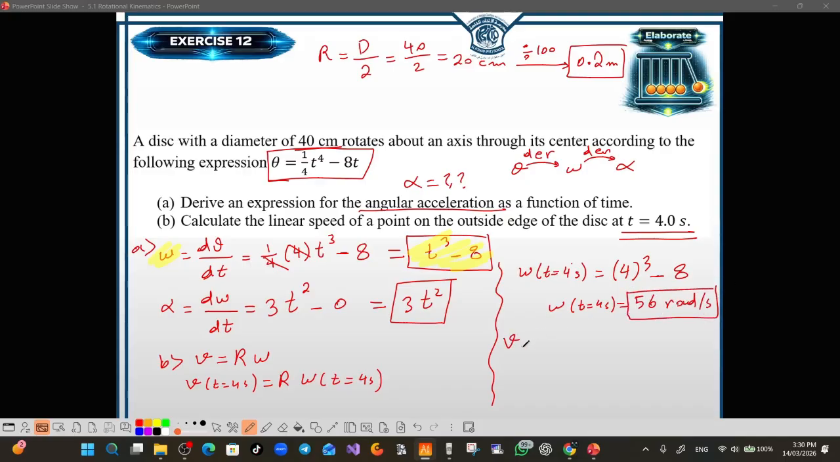Now we use the formula v equals r omega to find the velocity after 4 seconds. r is given by 0.2 and omega is given by 56. So the final answer is 11.2 meter per second. This is the linear speed.